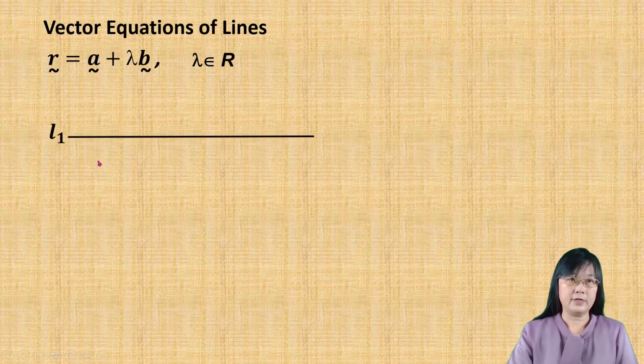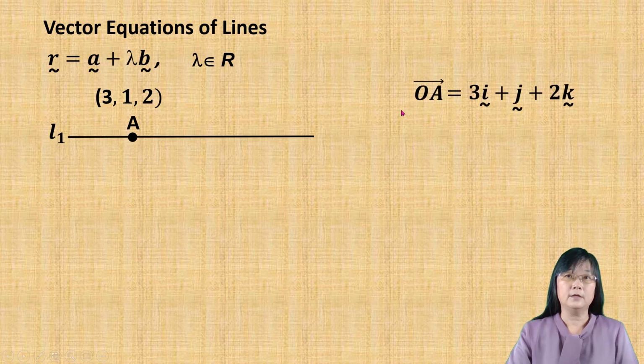So for example, we have a straight line L1, and L1 passes through a point A, and it is given that the coordinates of point A are 3, 1, and 2. From the coordinates, we know that the position vector of point A is 3i plus j plus 2k, because position vector and coordinates are equivalent. Since A is the position vector of the point where the straight line passes through, therefore A is equal to 3i plus j plus 2k.